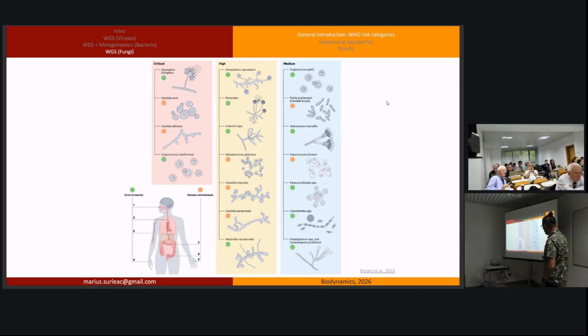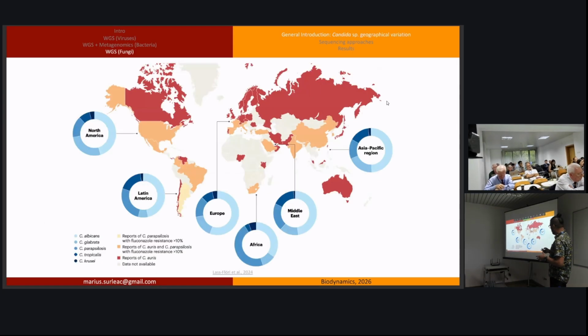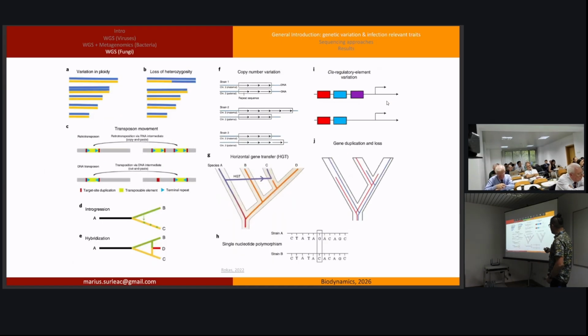The most pathogenic ones are Aspergillus fumigatus, Candida auris, Candida albicans and Cryptococcus neoformans, but these ones, like Candida tropicalis or Nakaseomyces glabratus, are also really important for human health. The fungi don't have the same evolved mobile genetic element machinery like in bacteria, but they have different traits that are important for their evolution and their resistance to antifungals.